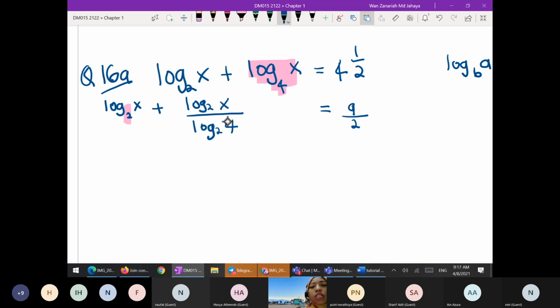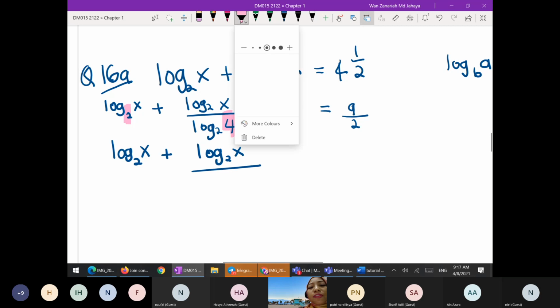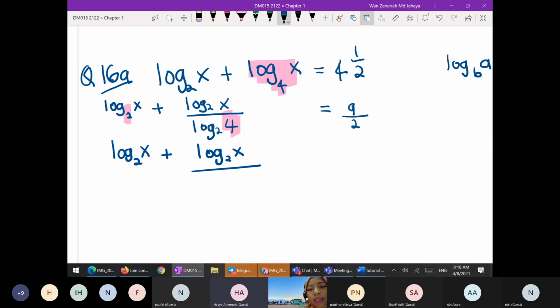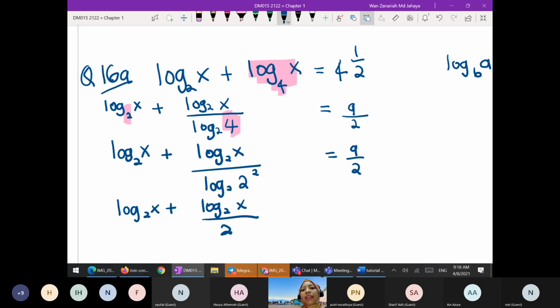Okay, now. So kita nampak kemudian log x base 2 plus log x base 2. Okay, 4 ini can be simplified, becoming log 2 to the power of 2. Itu dia, itu yang kita nak. Okay, equals 9 over 2. And then log 2 x plus 2 log 2 x over 2. Mana hilang? 2 ni bawa ke depan and then log 2 base 2 adalah 1. Okay, nak tulis boleh, tak nak tulis pun tidak mengapa.